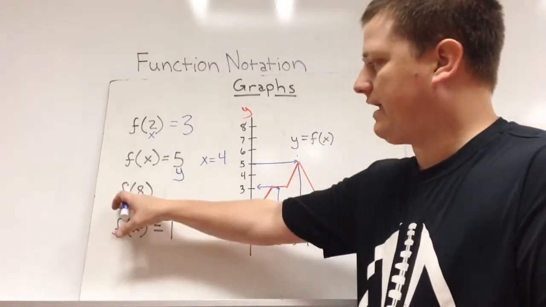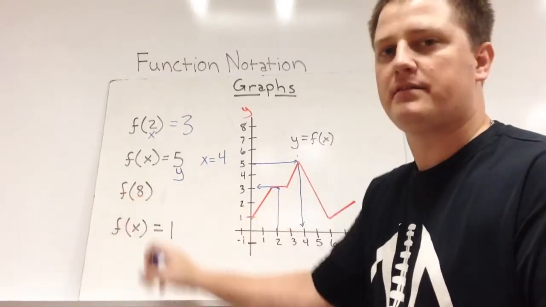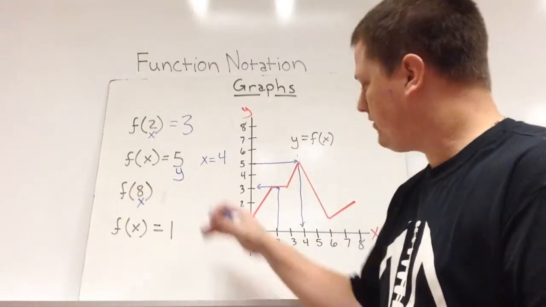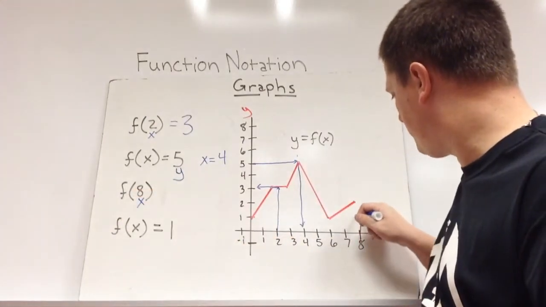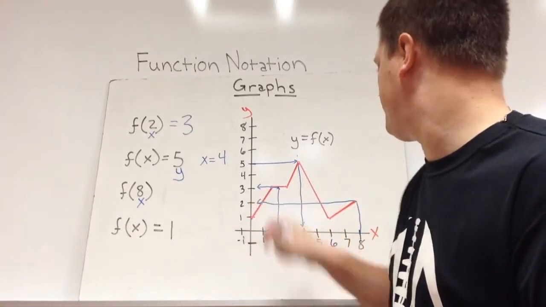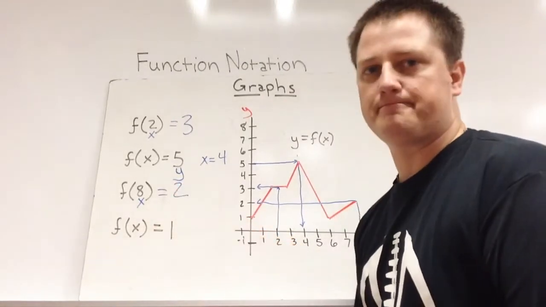In this second one, we have f of 8. Since the 8 is in the parentheses, inside the parentheses is our x value. So we're going to go to 8 on the x, go up, and then go over. And this one looks to have a y value of 2.